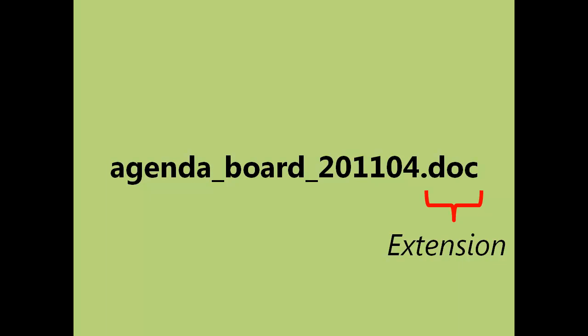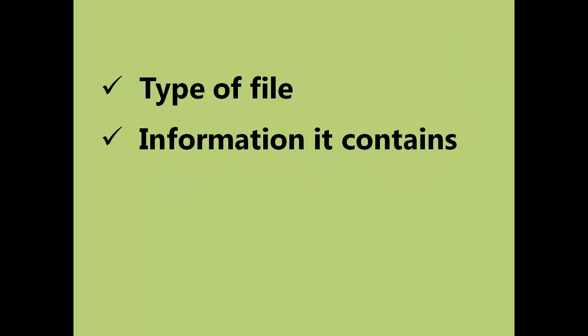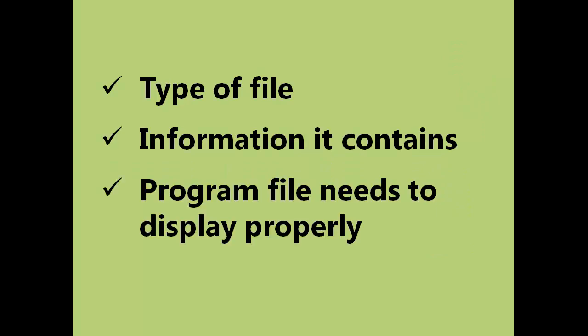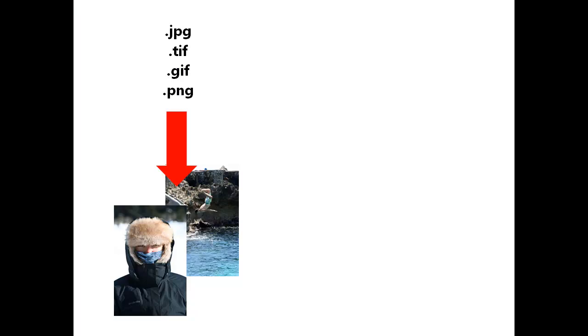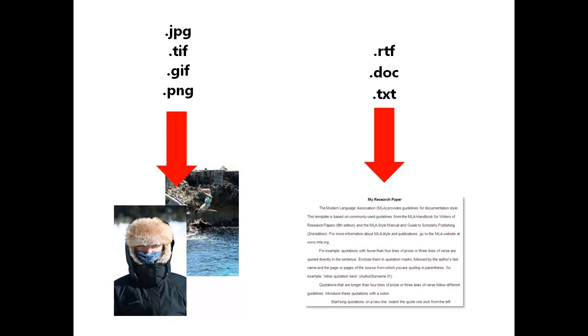So, what do the characters to the right of the period, the file extension, do? They give you, and especially the computer, information about the type of file it is, the type of information it contains, and the program that the file needs to display properly. For instance, files that end in JPG, TIFF, GIF, or PNG tell the computer that they are images. Files that end in RTF, DOC, or TXT tell the computer that they're text files.